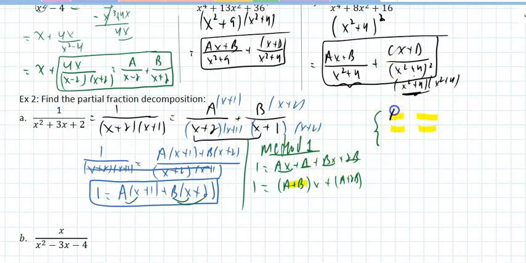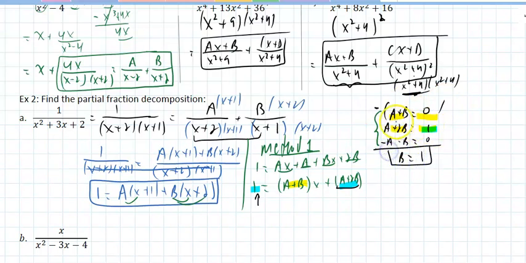A plus b, so there is no x there, that's a 0. And a plus 2b, this is the constant, should equal 1. And you solve: multiply the top equation by a negative. That would be b equals 1. If b equals 1, a plus 1 equals 0, so a equals negative 1. There it is. So I got this to be a 1 and a negative 1, and I'm done.